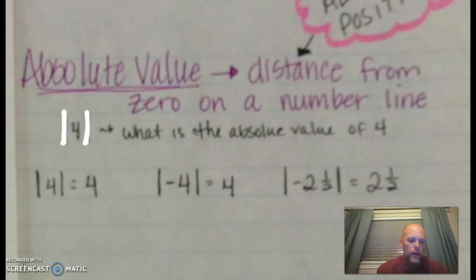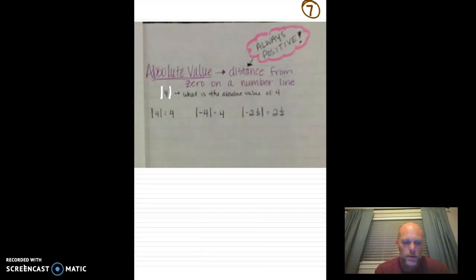Okay? Absolute value is almost so simple it's actually difficult. It's such a basic concept. It's almost too easy for our brains to comprehend, which is kind of funny. But I want you to think about this.